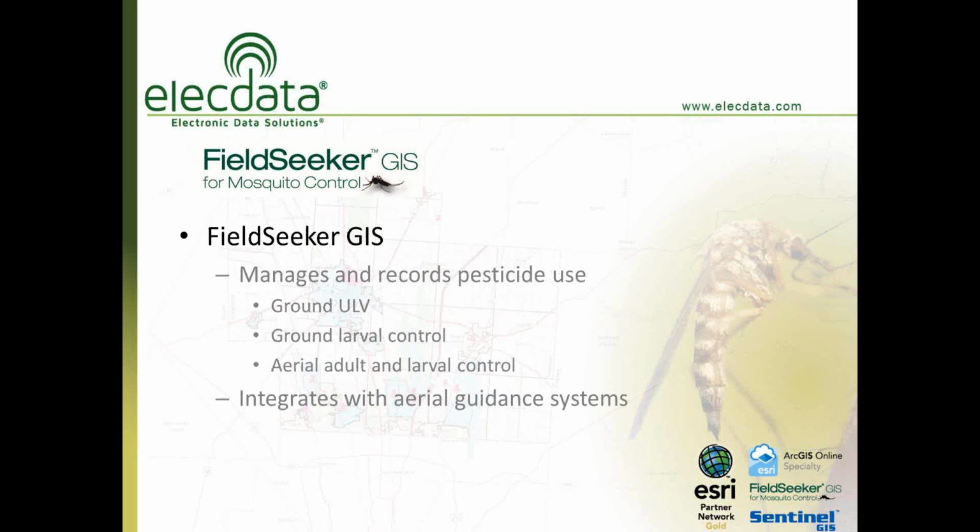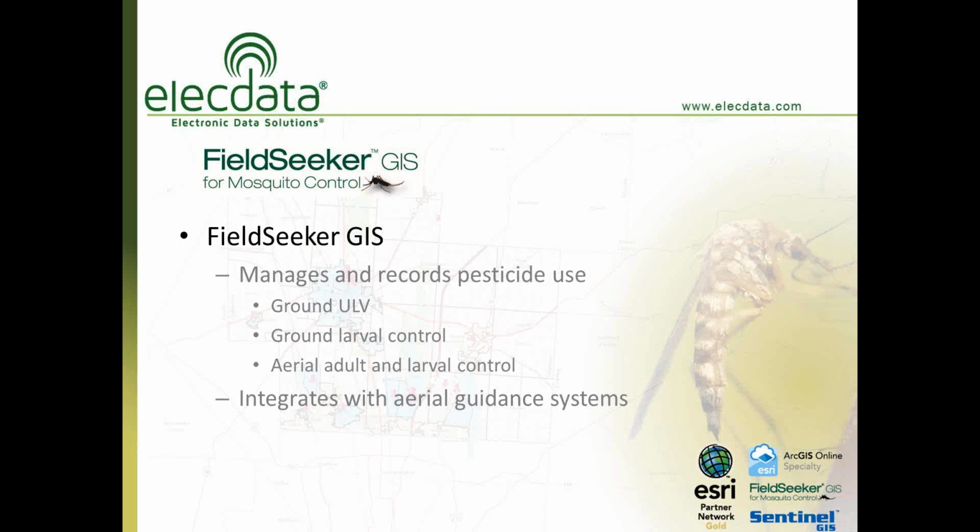FieldSeeker GIS is a web-based software solution designed for managing mosquito control operations. Part of the tools include software utilities to manage and record pesticide use from a variety of methods. So this could be ground ULV for adult control, it could be ground larval control, or it could also be, what we'll focus on today, the aerial adult and larval control.